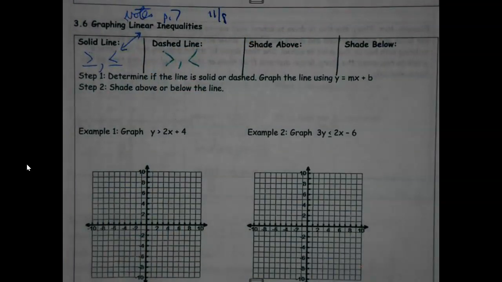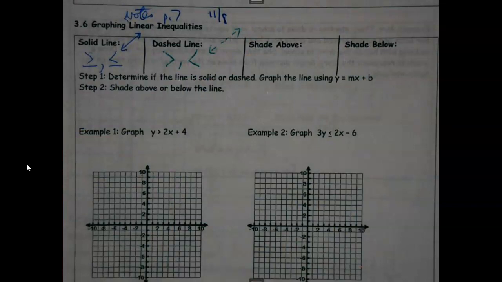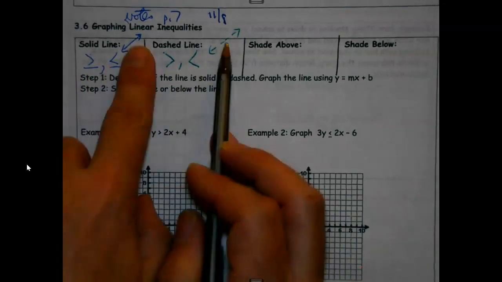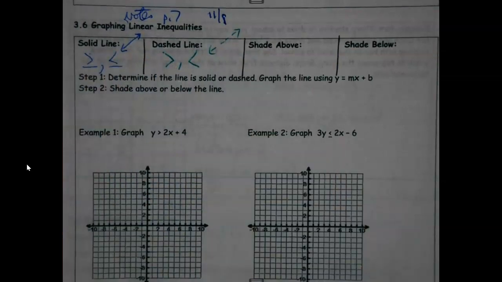If it's just less than or greater than, we're going to have a dotted or a dashed line to let whoever's looking at our picture know, ooh, don't count the numbers on the line, just right up close to them. So the arrow will tell us what type of line. That's the first part.